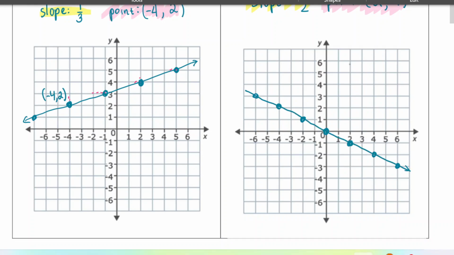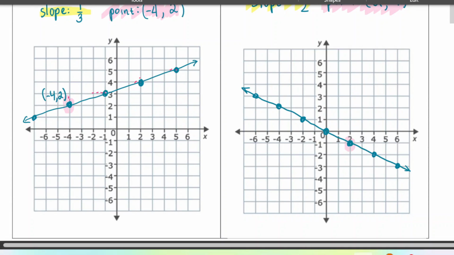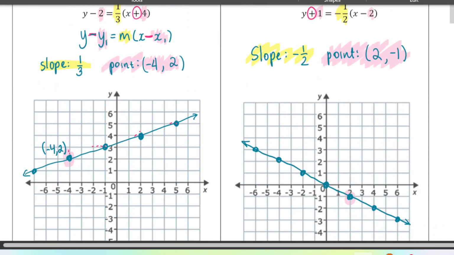Now you should use a ruler, but I can't use one on the screen. So I just do my best. Okay, and that's how you draw the line. Now I'm just going to label this point. This was my original point here, and this was my original point there. Okay, great. Let's go do another example here.